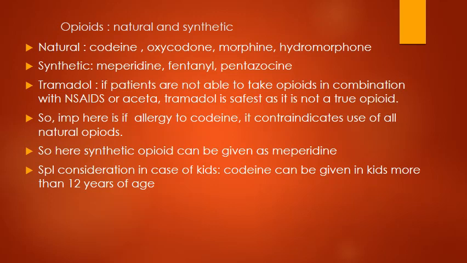Now, opioids are of two kinds, we know, natural and synthetic. In natural, we have codeine, oxycodone, morphine, hydromorphone. In synthetic, we have meperidine, fentanyl, pentazocine. Now, why are we discussing this? Because this is really important. Whenever you have an allergy to, let's say, codeine, it contraindicates the use of all other natural opioids as well. In that scenario, you will choose synthetic opioids such as meperidine. So this is why you should know which opioids are natural and which are synthetic.